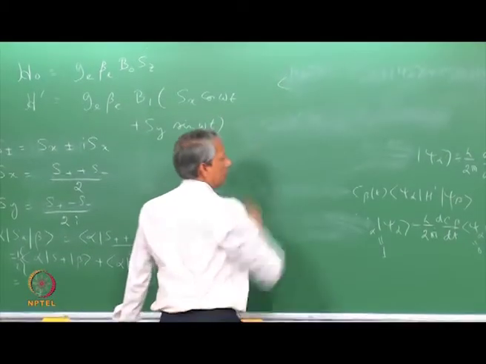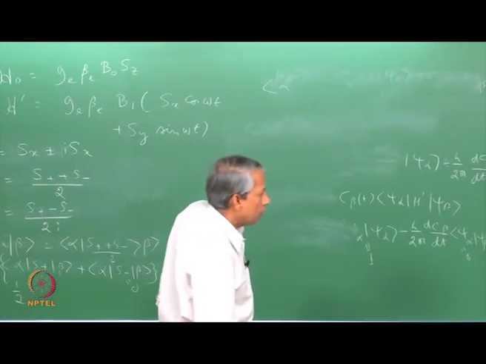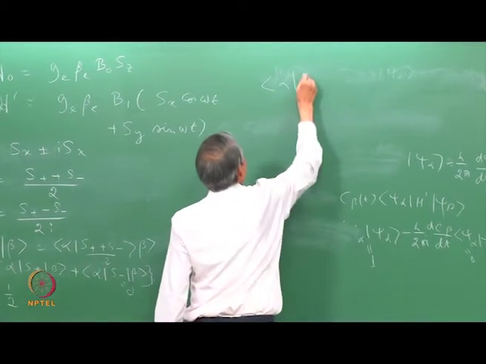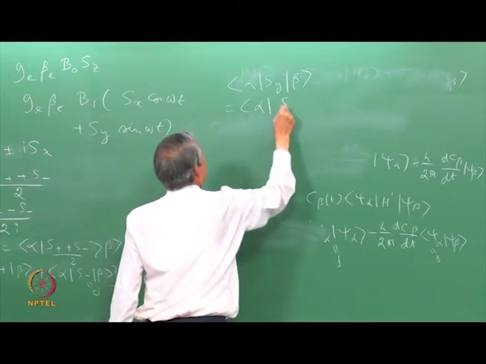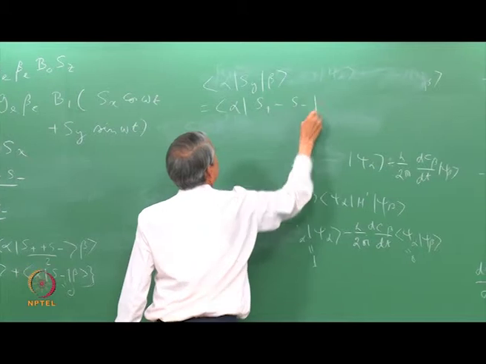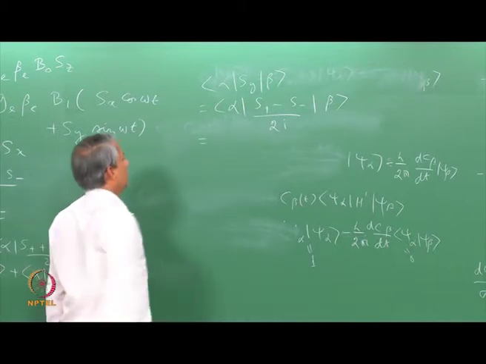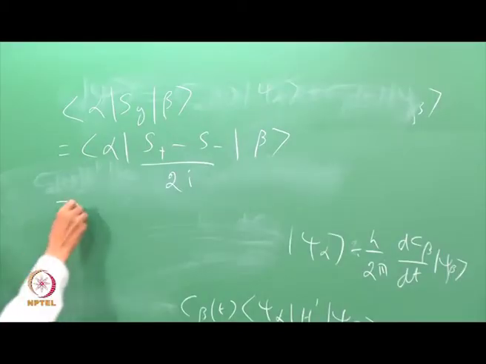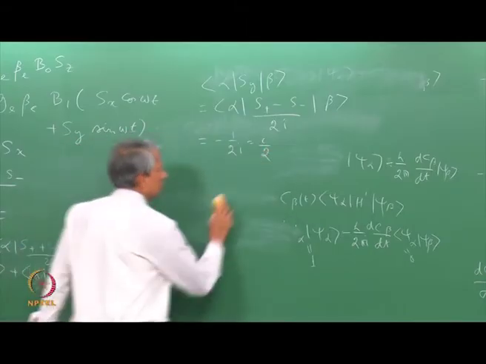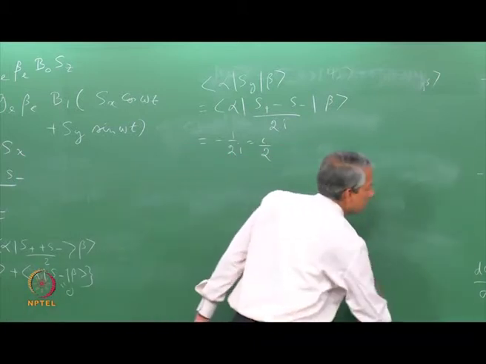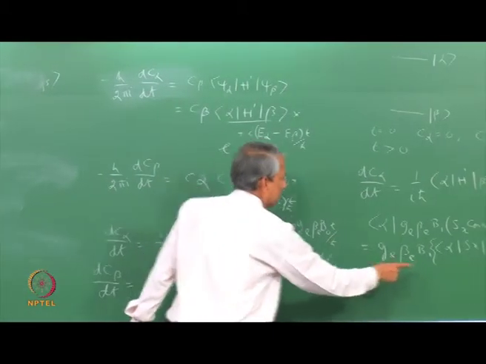The Sy component is alpha Sy beta. This can be written as alpha, S plus minus S minus, by 2i, beta. This will give minus 1 by 2i, which is equal to i by 2. So, from this I can get the expression for d C alpha by dt in terms of these values.